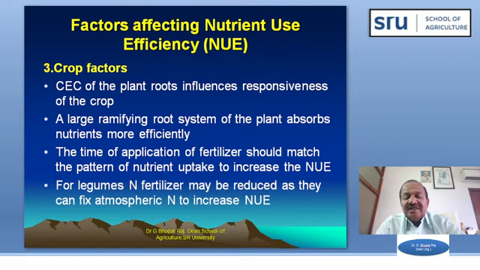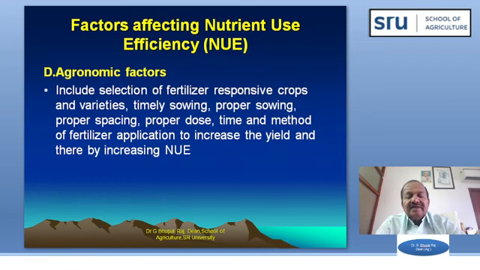So the requirement of nitrogen may be low. Then agronomic factors include selection of fertilizer responsive crops and varieties, timely sowing, proper spacing, and proper dose, time and method of fertilizer application to increase the yield and thereby increase the nutrient use efficiency.